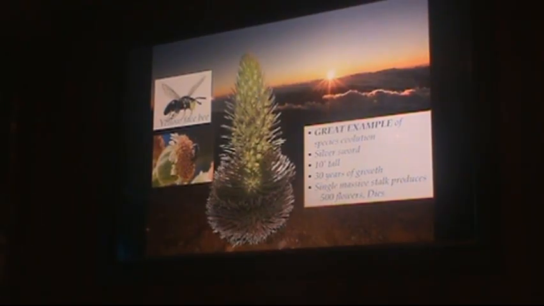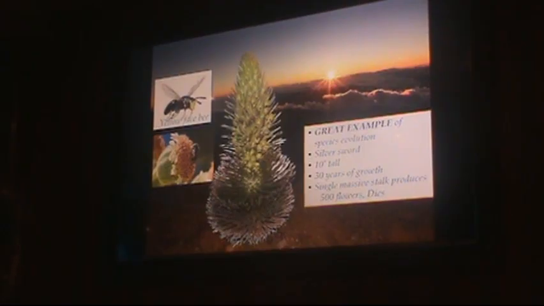It's only found here on the islands of Hawaii. It lives for about 30 years. It's kind of like the yucca that we have in California. It's going to grow, it's going to flower, and then it's going to die. These plants, silver sword, cannot live without the yellow-faced honeybee. And they have evolved together to be unique.